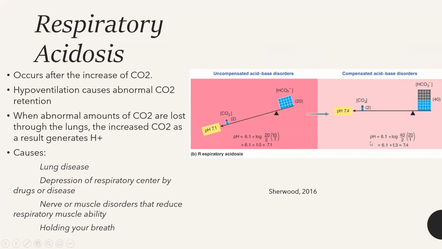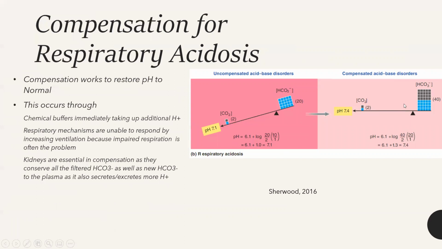20-1 ratio, and this occurs through compensation by our body, such as through chemical buffers and the kidneys, generally increasing our bicarbonate so that the ratio shifts and our pH is compensated.